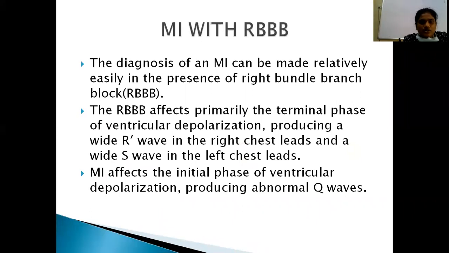The diagnosis of the myocardial infarct with RBBB can be made relatively easily when compared to that of LBBB. The right bundle branch block affects primarily the terminal phase of the ventricular depolarization, producing a wide R wave in the right chest leads and a wide S wave in the left chest leads. The myocardial infarct affects the initial phase of the ventricular depolarization, producing the abnormal Q wave. So it is easily detected.